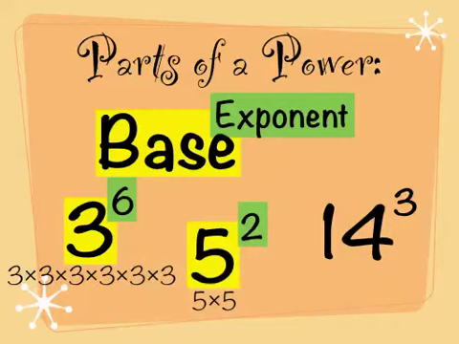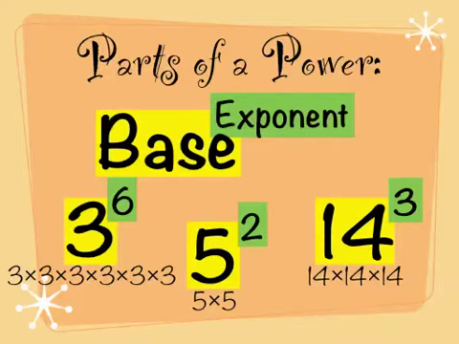And finally, we have the base of 14 and the exponent of 3. This could be read 14 to the 3rd power, but an exponent of 3 has a special name, cubed. So this could be 14 cubed, which means 14 times 14 times 14.